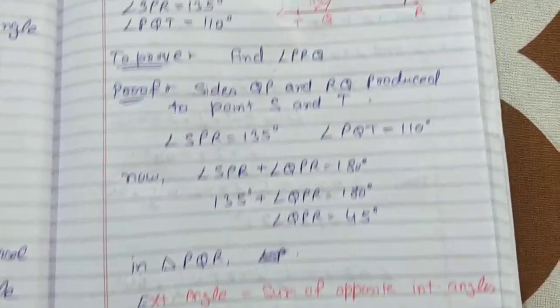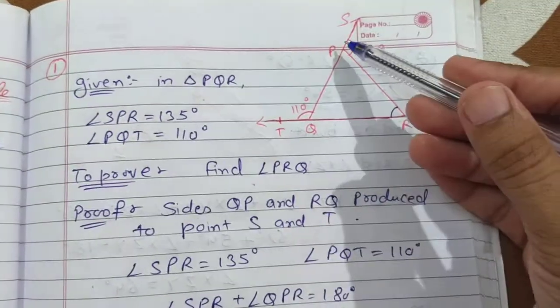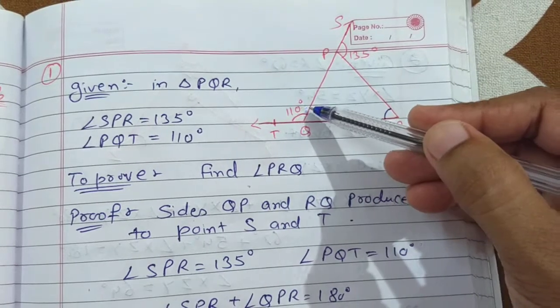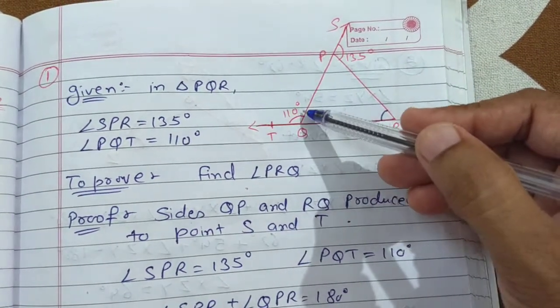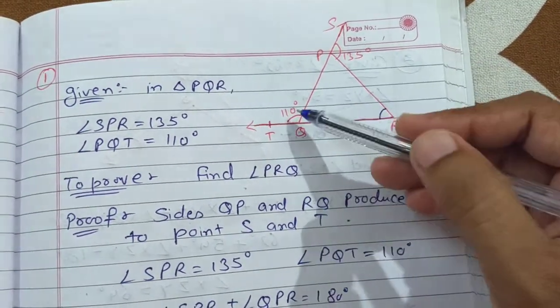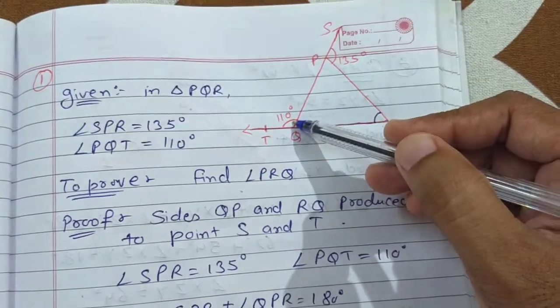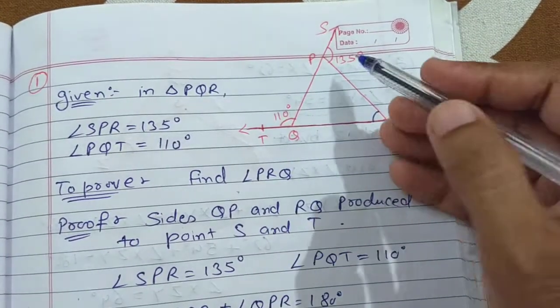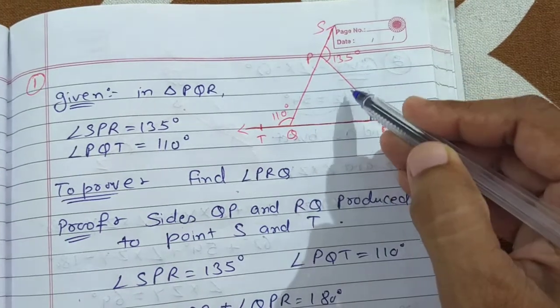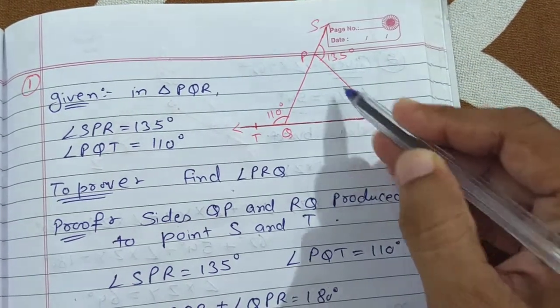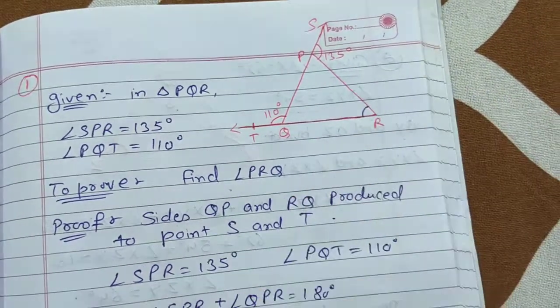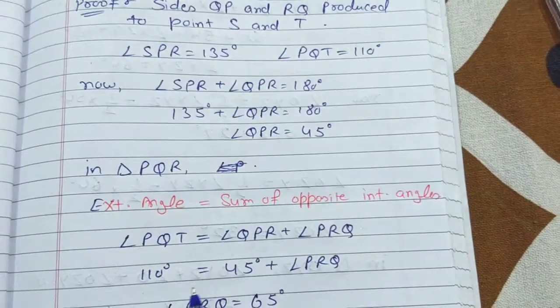How? Let's demonstrate. If 110 is an external angle of triangle PQR, then this angle is always equal to the sum of the two opposite angles, like angle 1 and this angle. So the sum of these two angles. Now we are using this property.